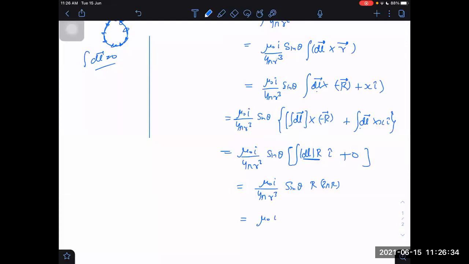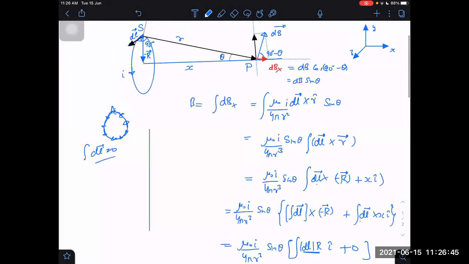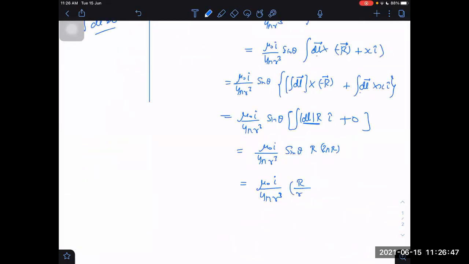Mu naught I upon 4 pi R cube into sine theta is what? R upon small r into 2 pi R square, I think.